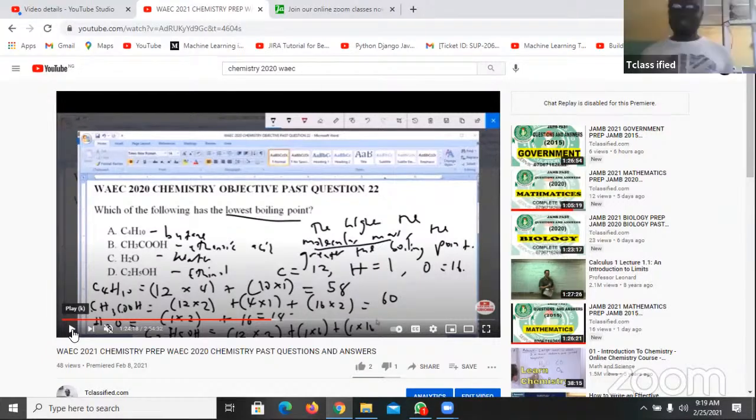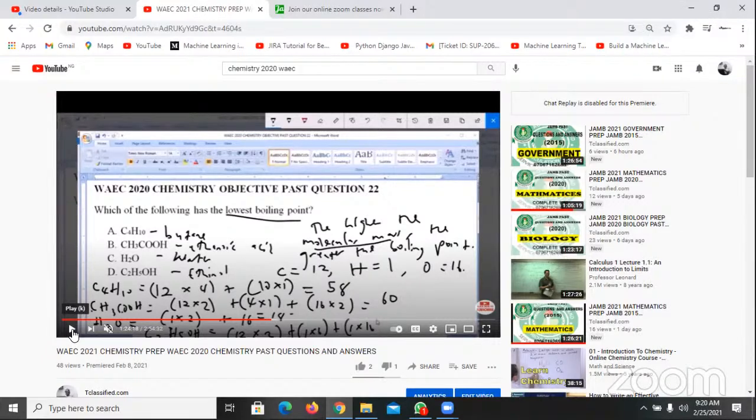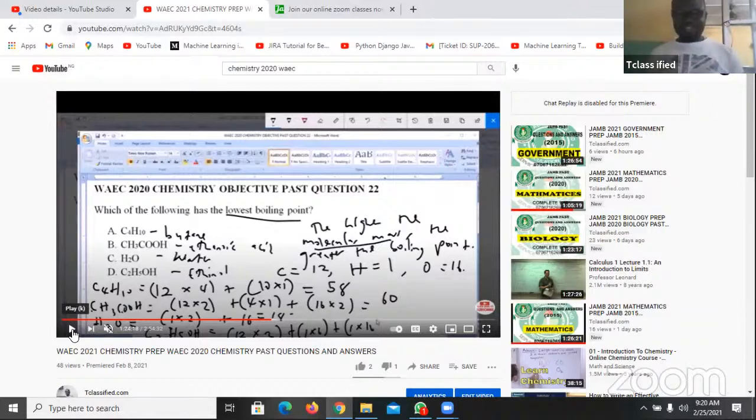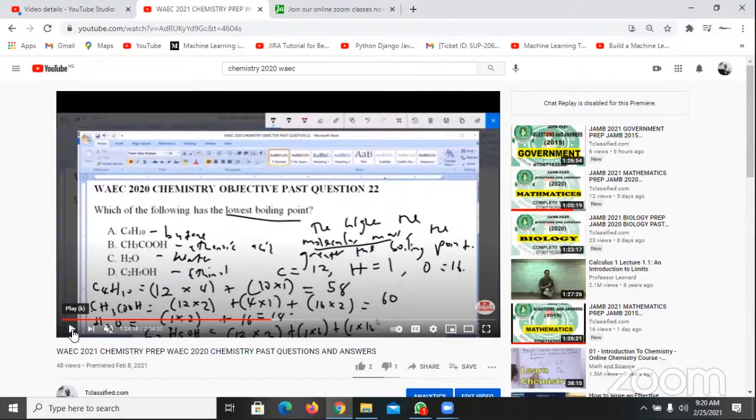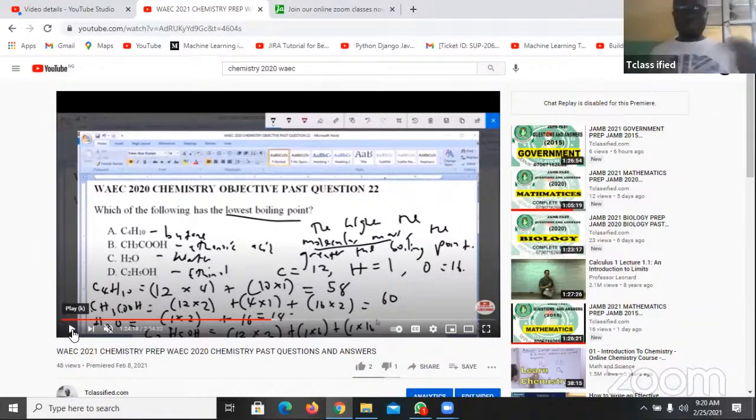Okay. So it's not everything you see that you take away. So it's just the boiling point we use. In this case now, you're supposed to know the actual boiling points of these materials. Is that clear? Is that clear? Or what? Okay.